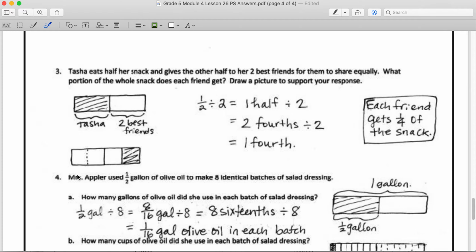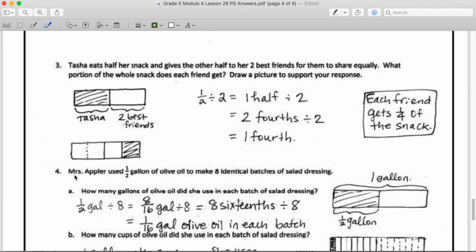Okay? I want to get into the word problems here. Again, I am giving you the answers just from the teacher book here, and we're going to walk through what they wrote here. Okay, so Tasha eats half her snack and gives the other half to 2 best friends for them to share equally. What portion of the whole snack does each friend get? Draw a picture to support your response.